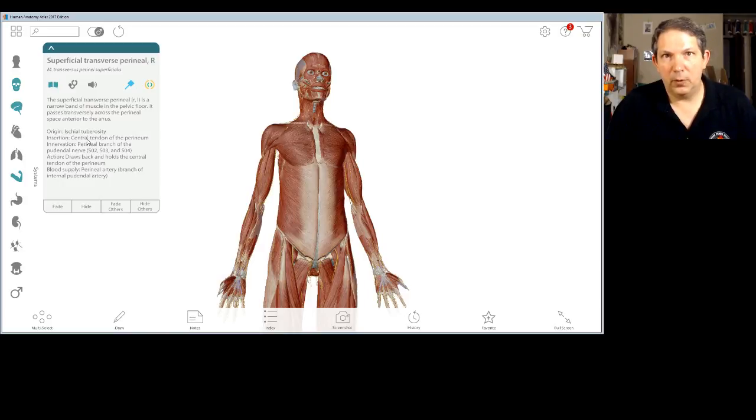So, hopefully that was helpful. I felt like I was jumping around a little too much, but we'll try to do better when I talk about muscles involved with movements of the arm.